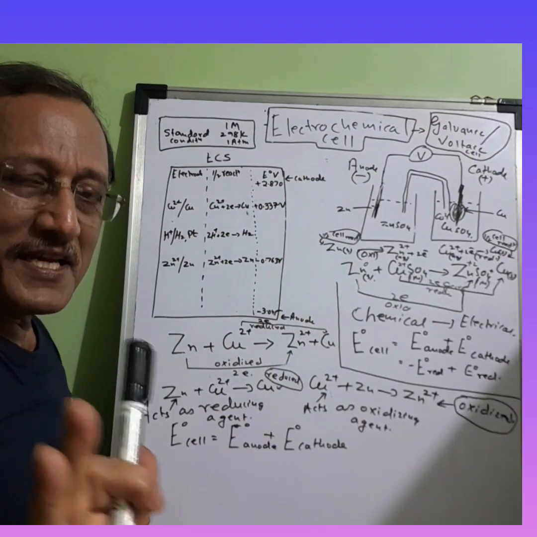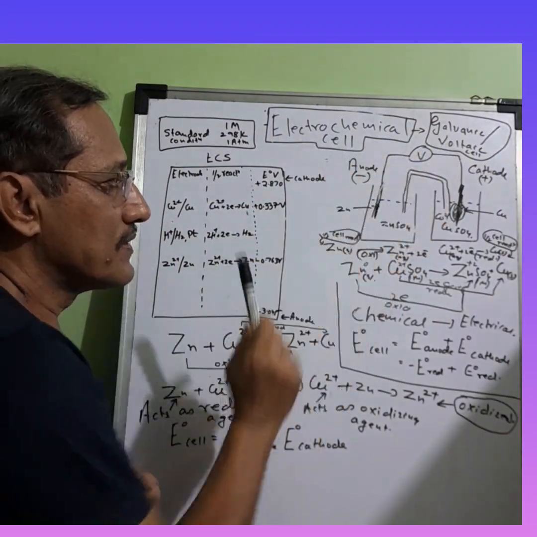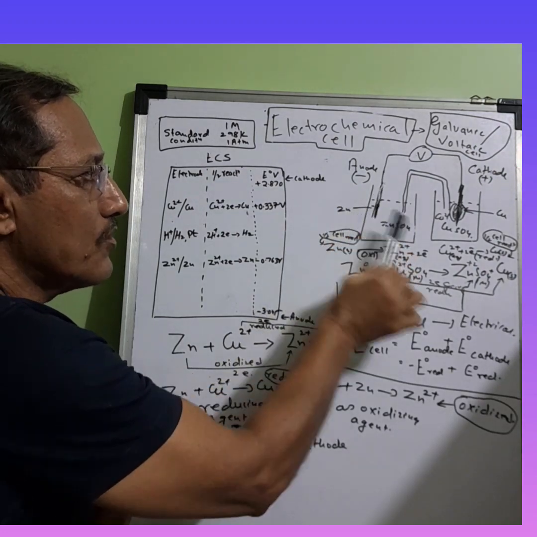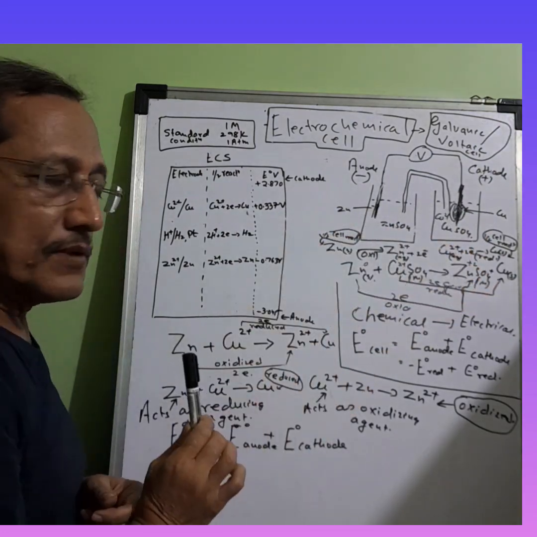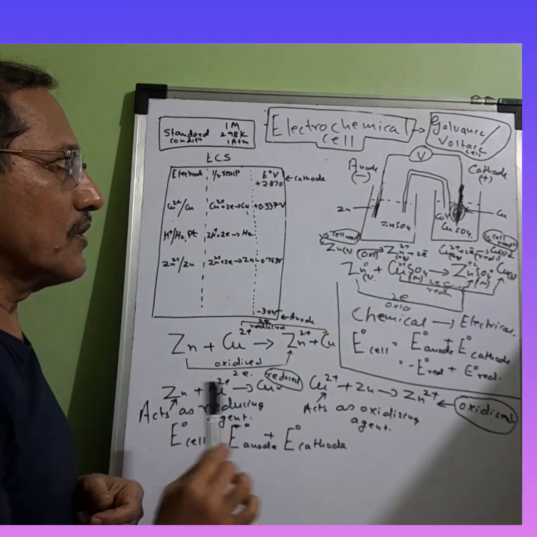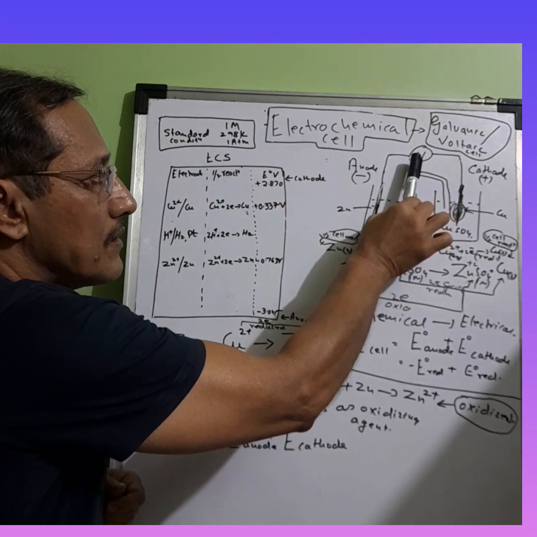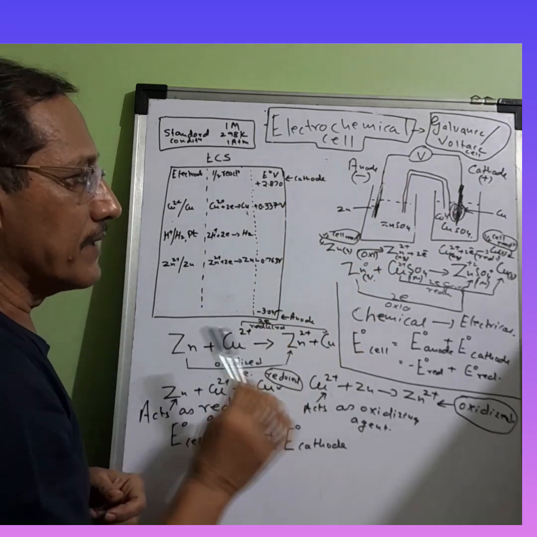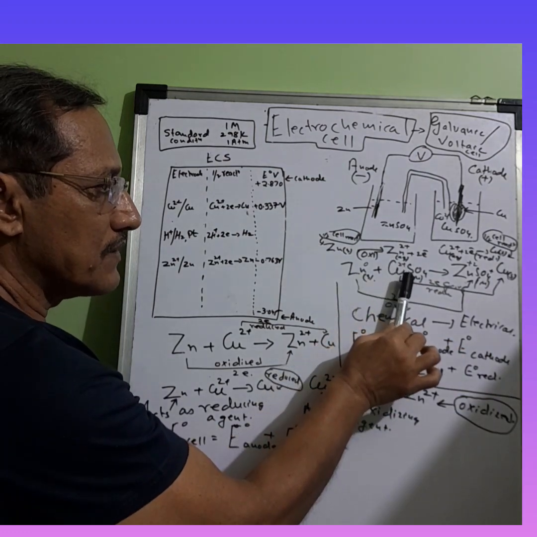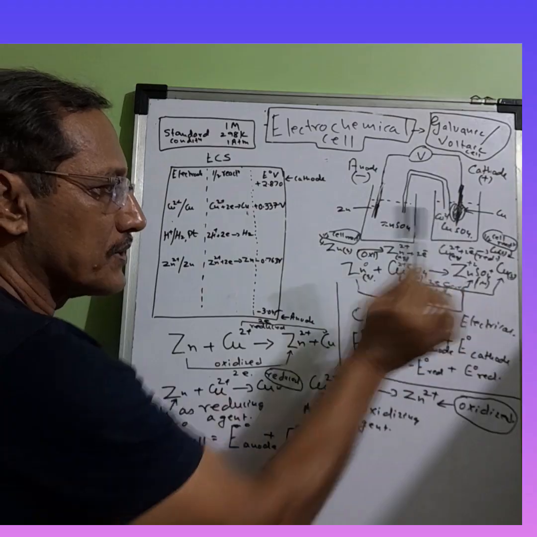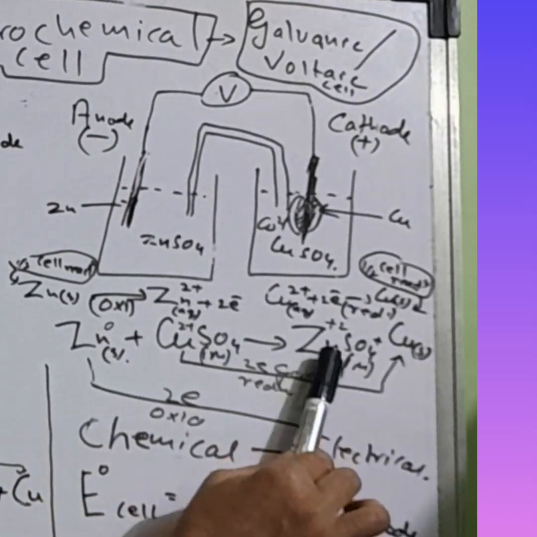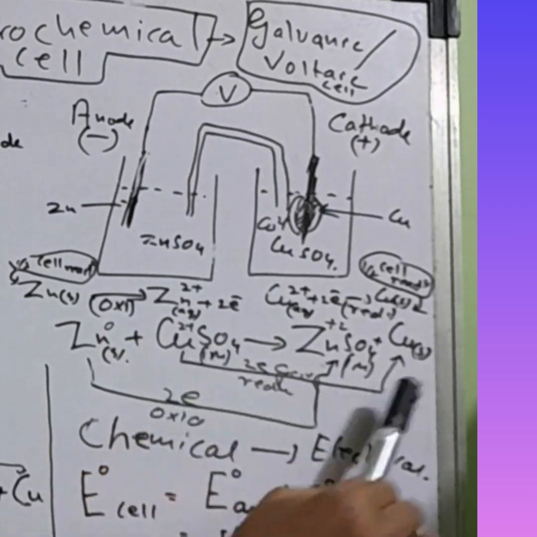Hi guys, in our earlier video we had discussed the galvanic cell, where we had used zinc as anode and copper as cathode. Zinc sulfate and copper sulfate were the electrolytes, connected to a voltmeter, and this was the reaction that occurred: zinc plus copper sulfate giving zinc sulfate and copper solid. Zinc solid forms zinc ion, and copper ion forms copper solid.